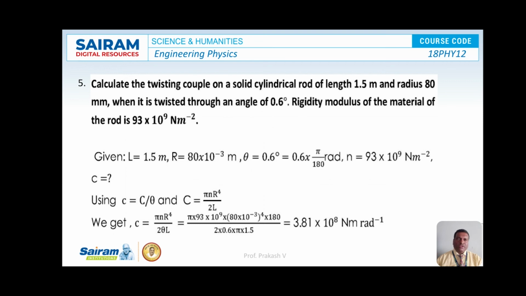So using the formula, twisting couple C is equal to capital C by theta, couple per unit twist. So couple per unit twist C is given by pi n r to the power of 4 by 2L. Therefore, the value of small c is equal to pi n r to the power of 4 by 2 theta L. Now substitute the values, that is pi into 93 into 10 to the power of 9 into 80 into 10 to the power minus 3 whole to the power of 4 into 180 by 2 into 0.6 into pi into 1.5. So these are the substitutions. After simplification, we are going to get the value for C as 3.81 into 10 to the power of 8 Newton meter per radian. So this is the value of C that we calculated.